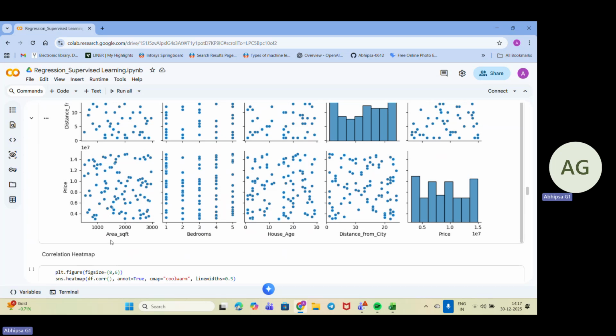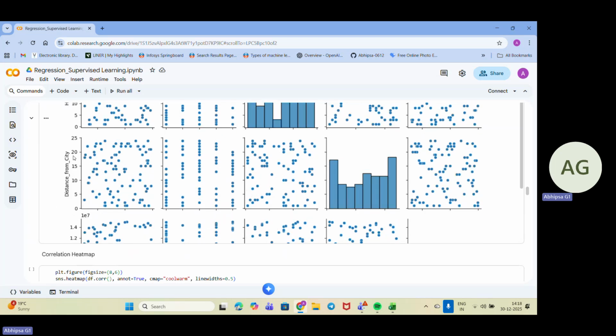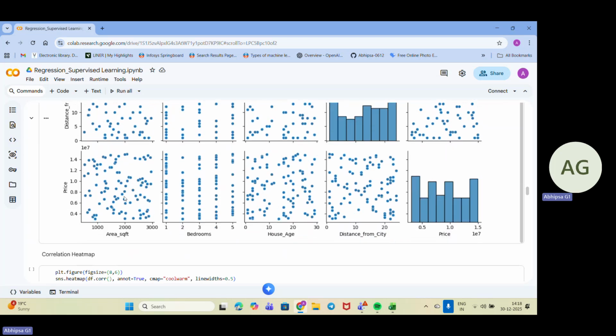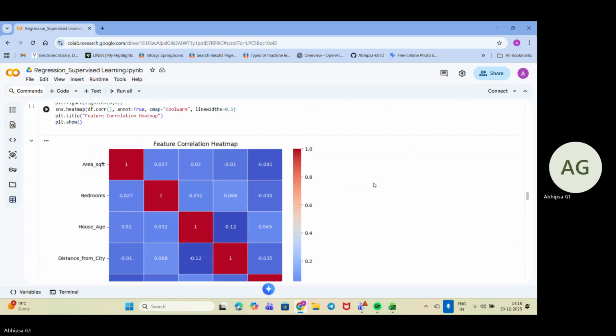Price with area in square feet, like what is the area of the room. Next is the bedroom, next is the house age, the distance from the city, the price. Next, coming down, the distance from the city with all of this: distance from the city with the area, with the bedroom, with the house age. Next, we are getting distance from the city with the price, like this we are getting. Now we have this heat map.